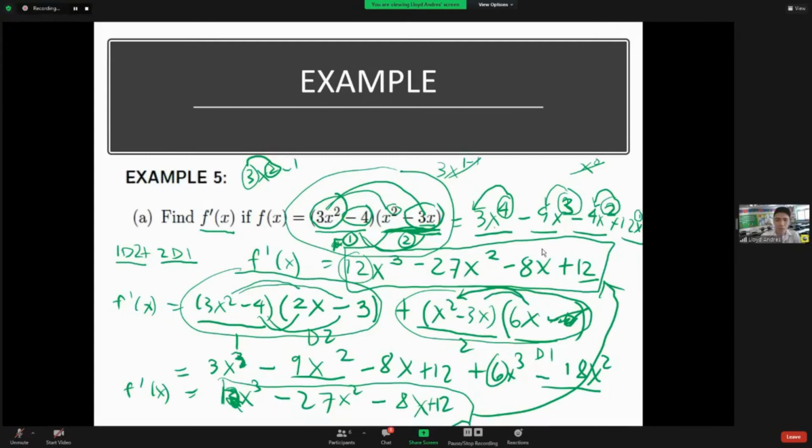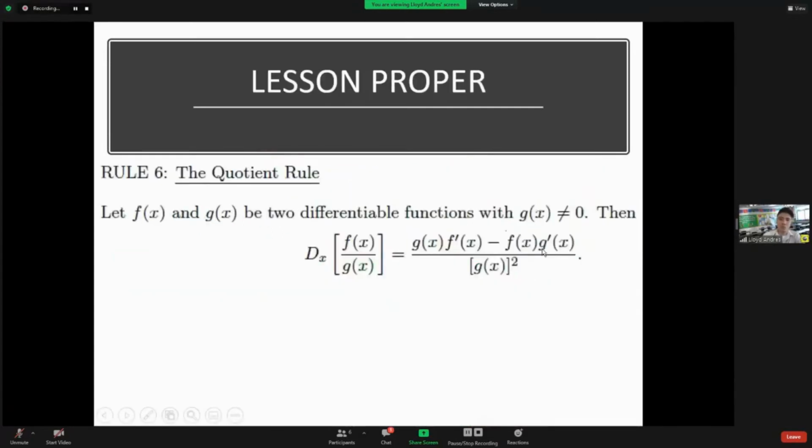Hopefully you can practice more to better understand how to use it. So let's proceed to rule number 6. Rule number 6 is the quotient rule. The quotient rule states that if f and g of x are differentiable functions with g of x not equal to 0, then the derivative of f of x divided by g of x is equivalent to g of x times the derivative of f of x minus f of x times the derivative of g of x, all over g of x squared.